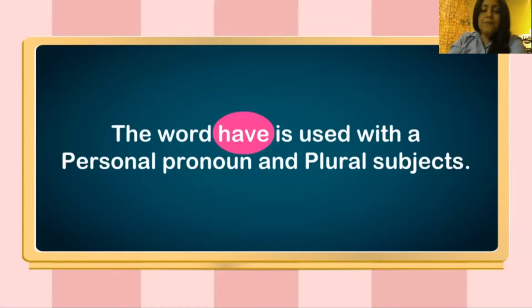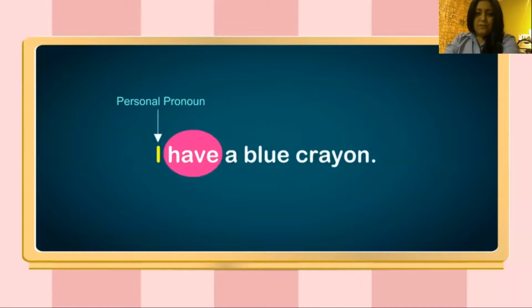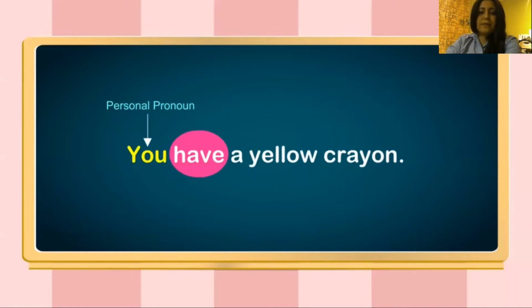The word have is used with the personal pronouns and plural subjects. For example, personal pronouns, I have blue crayons. You have yellow crayons.